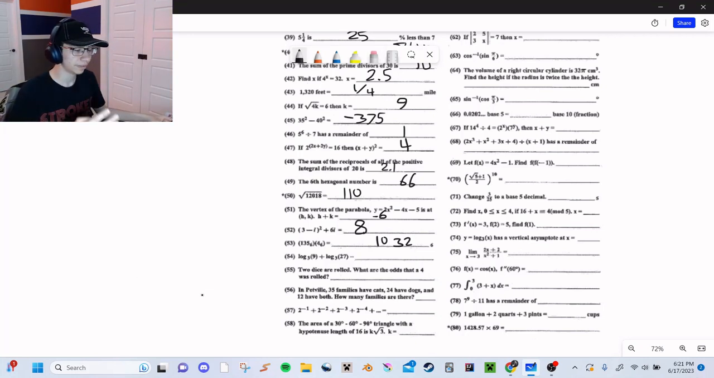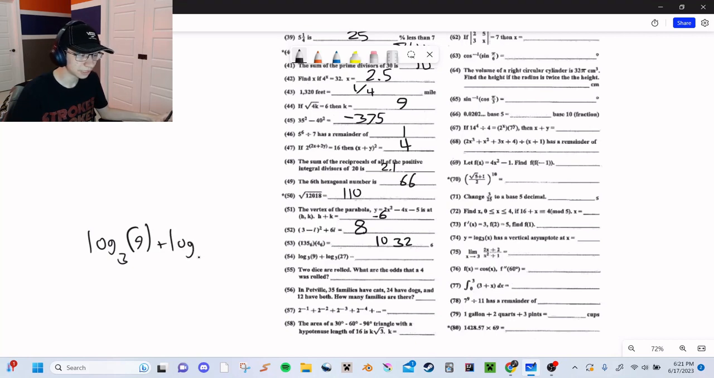Okay, 54. So I have log base 3 of 9 and log base 3 of 27. And I want to add these. So this is a pretty easy question, but you gotta be familiar with logarithms, in case you're not familiar.